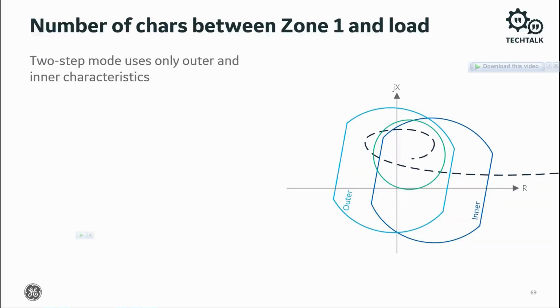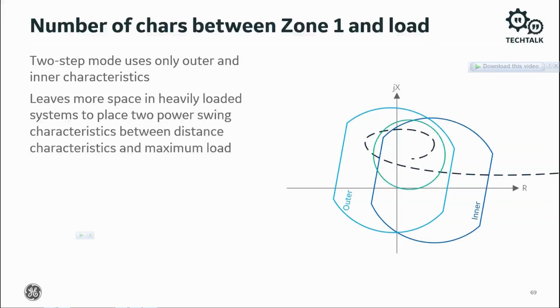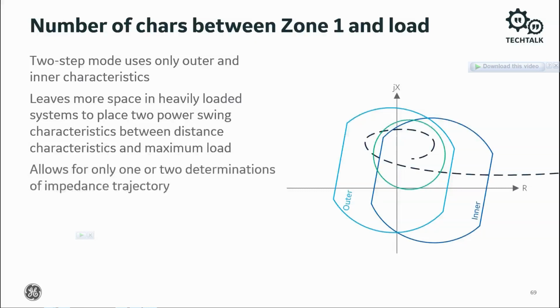The two-step mode uses only the outer and the inner characteristics, so this leaves more space in heavily loaded systems to place two power swing characteristics between the distance characteristics and the maximum load, but allows only one or two determinations of the impedance trajectory.